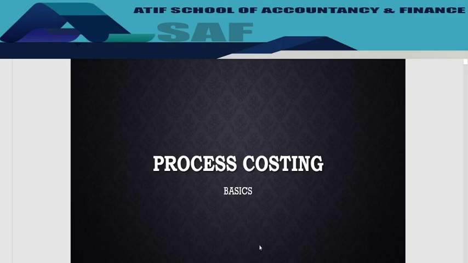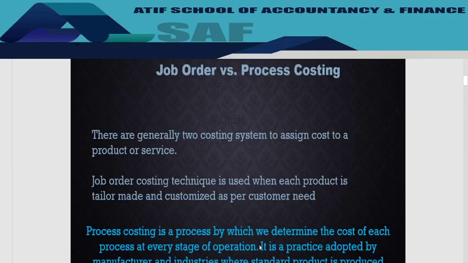Job order versus process costing. There are generally two costing systems to assign cost to a product or service. Job order costing technique is used when each product is tailor-made and customized as per customer need, while process costing is a process by which we determine the cost of each process at every stage of operation. It is a practice adopted by manufacturing industries where a standard product is produced.